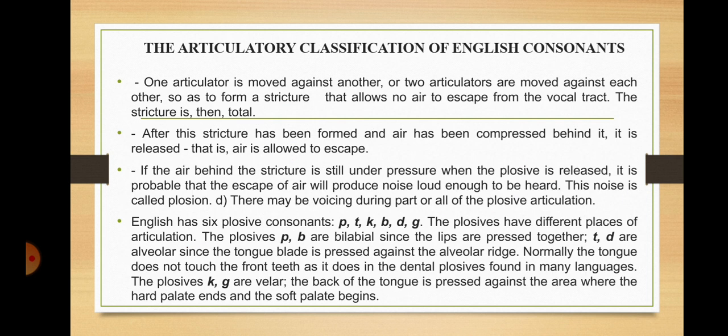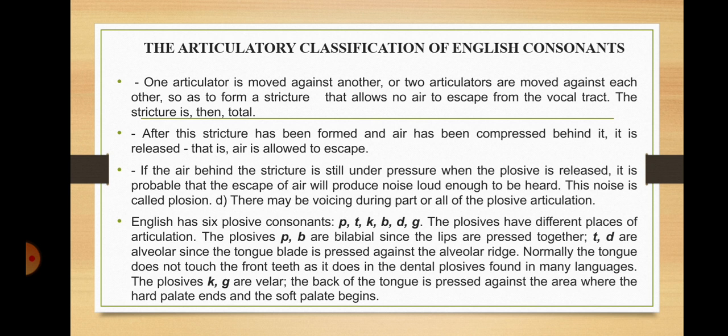One articulator is moved against another, or two articulators are moved against each other so as to form a stricture that allows no air to escape from the vocal tract. The stricture is then total. After this stricture has been formed and air has been compressed behind it, it is released. That is, air is allowed to escape. If the air behind the stricture is still under pressure when the plosive is released, it is probable that the escape of air will produce noise loud enough to be heard. This noise is called plosion.